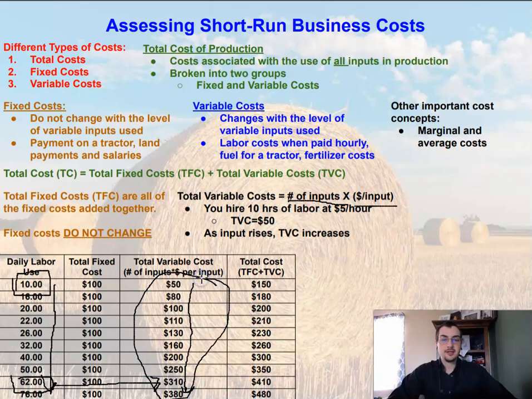So as long as we have our daily labor use and our fixed cost, and we also know what the price per input is, we can always calculate this total variable cost and in turn calculate our total cost as well.